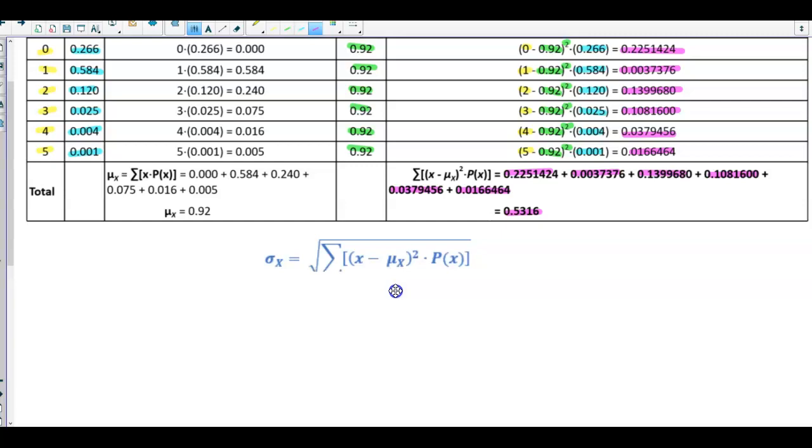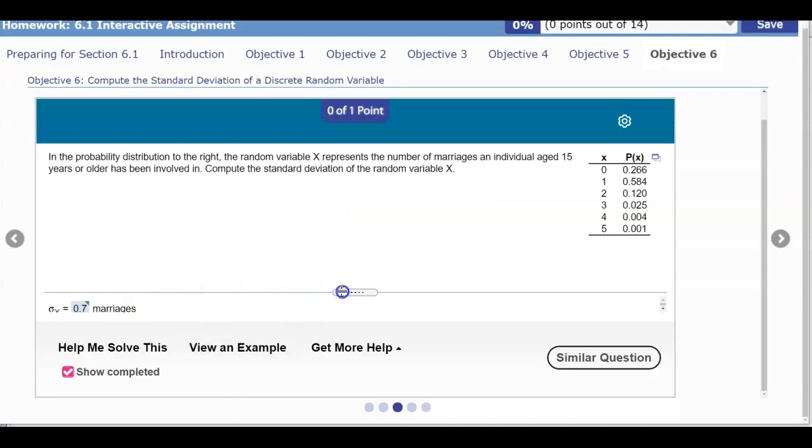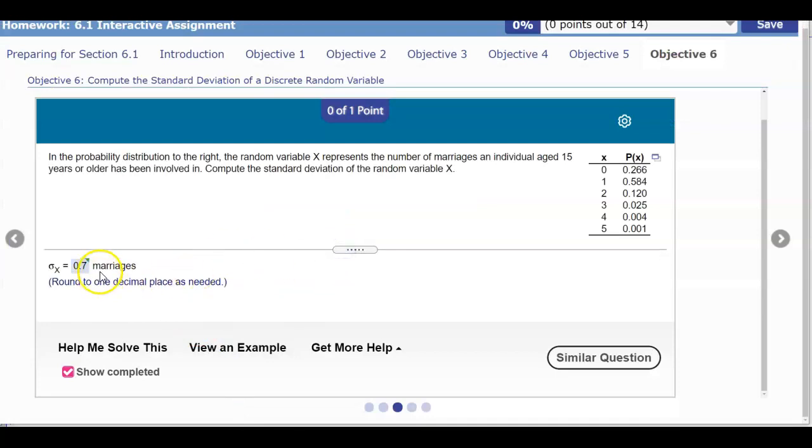To find the standard deviation, we're going to take the square root of what we just found. The square root of 0.5316 is 0.729109045, and we need to round this to one decimal place. So we're going to round it to 0.7, and going back to our answer, we see that our standard deviation is 0.7.